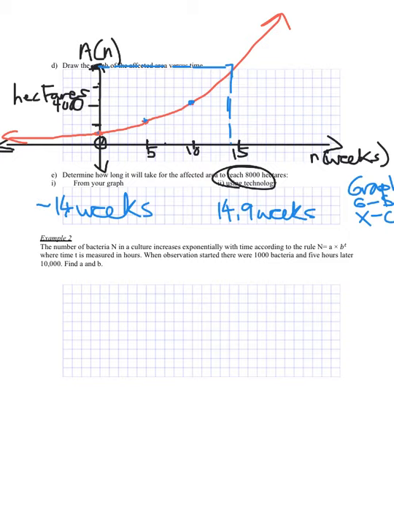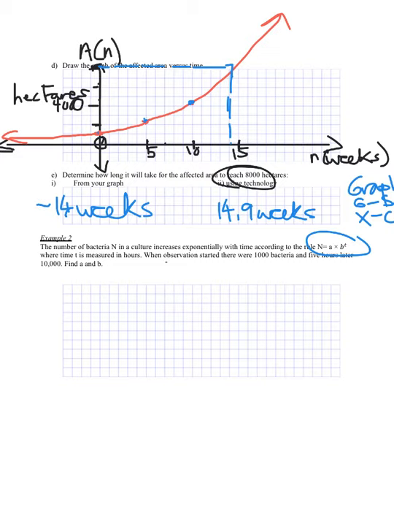This one's a little bit different. The number of bacteria in a culture increases exponentially with time according to this rule, n equals a times b to the t, where t is measured in hours. When observation started, there were 1,000 bacteria, and 5 hours later, there were 10,000. Find a and b.